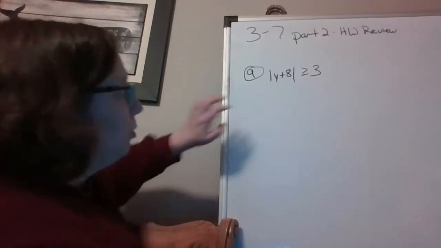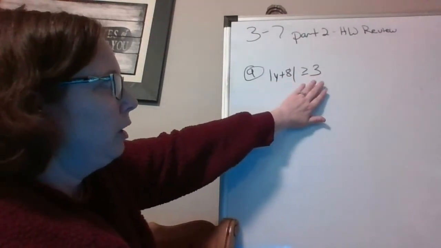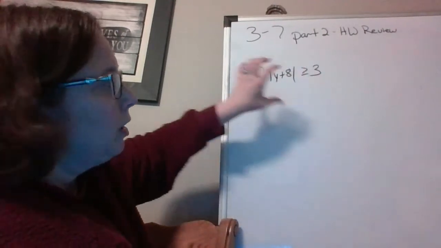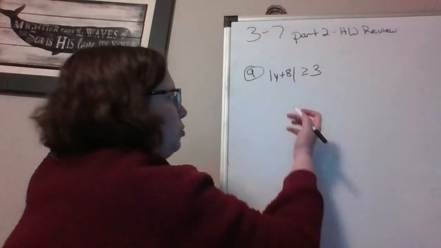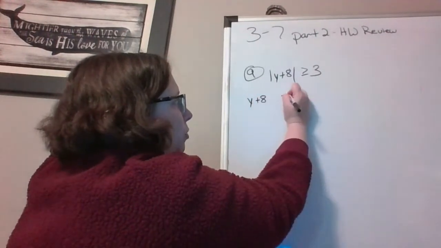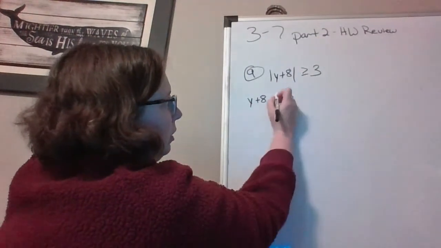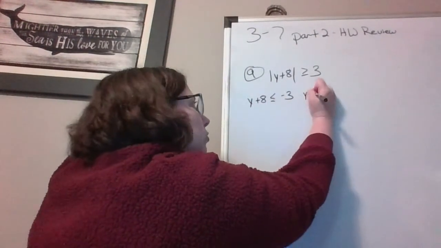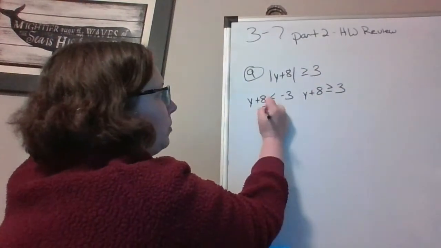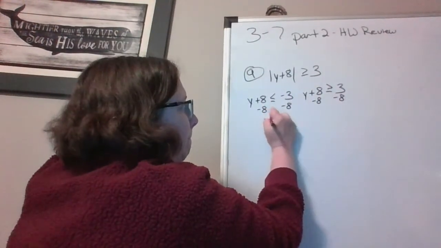For number 9, we have the absolute value of y plus 8 is greater than or equal to 3. Greater than or equal to tells us that this is going to be an OR. So we're going to need to set up two separate inequalities to solve. Remember that when you make this number negative, you have to flip that inequality around. For the positive, it just stays that way. And then we are solving this for y.